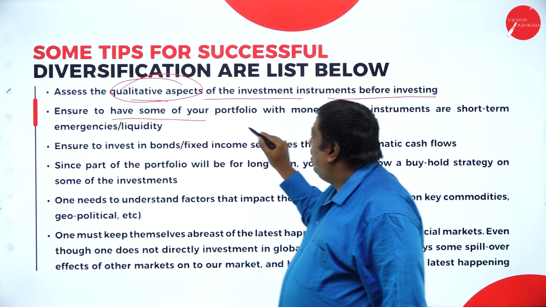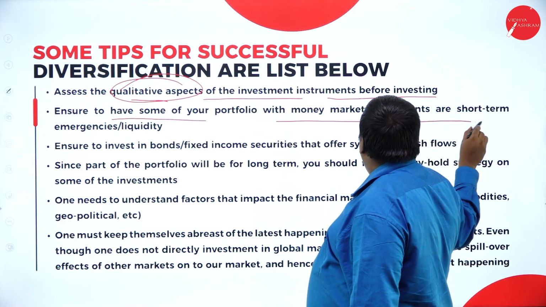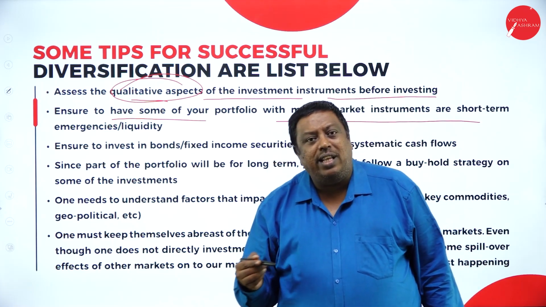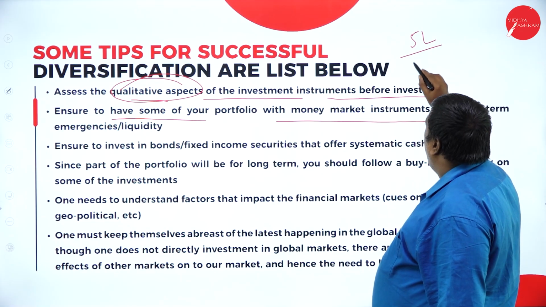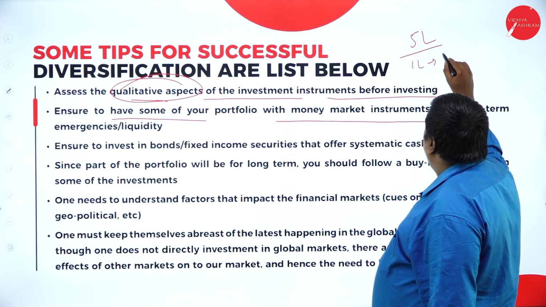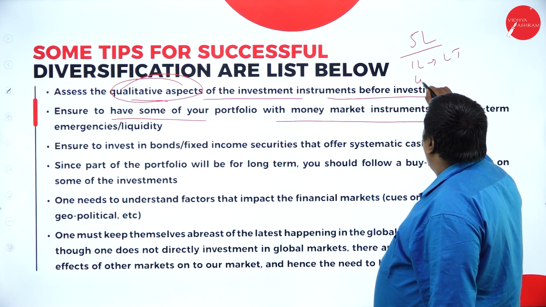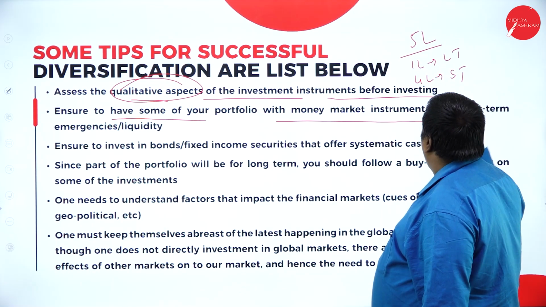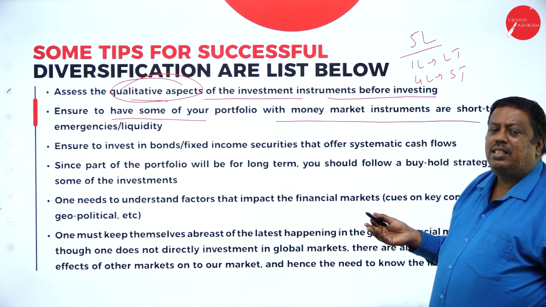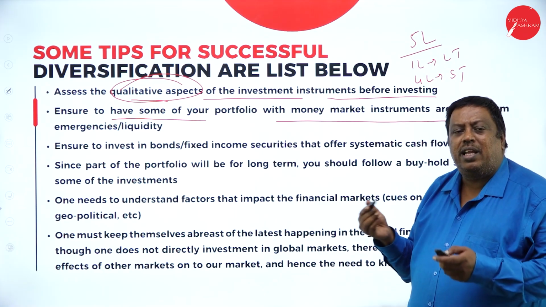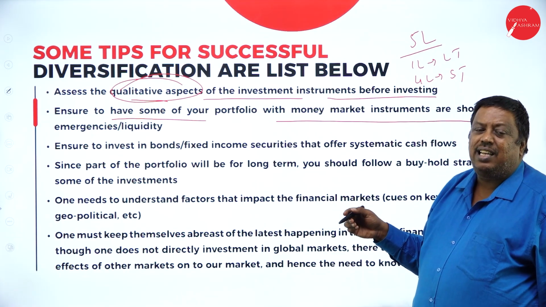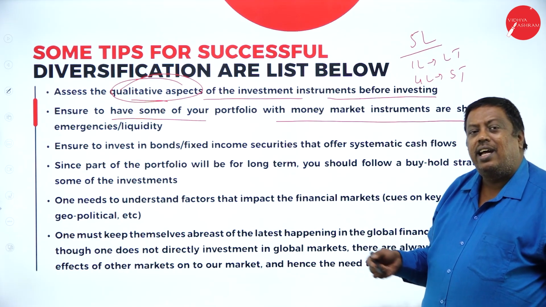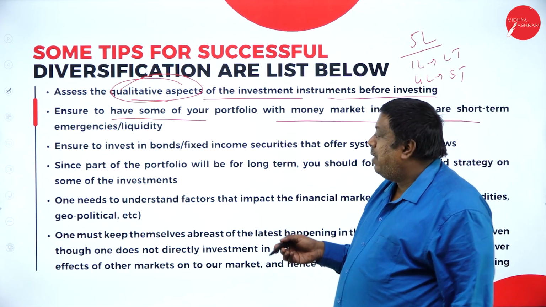Ensure to have some of your portfolio with money market instruments for the short term. What they are saying is, if you're planning to invest 5 lakhs a year, do one thing: invest 1 lakh in the long term, and the remaining 4 lakhs in the short term. So you can safeguard your money, which will be less risk, and your money will be returned easily without any hurdles, and you can have control of your money.